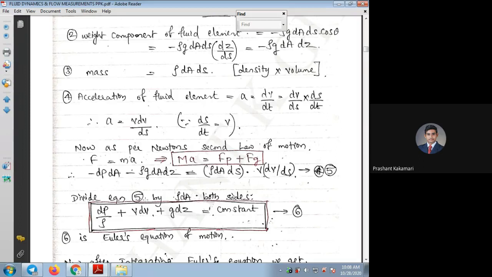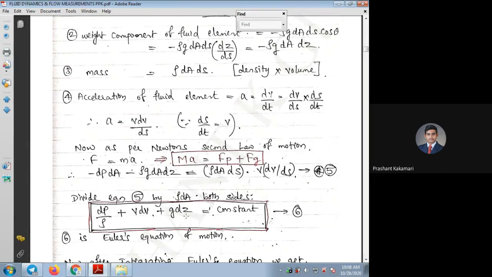So this equation, with derivative of pressure, derivative of velocity, or the potential of the datum line z, the height or the elevation, which some problems consider as elevation or vertical height. If these dp, dv, dz terms are there, that equation we call Euler's equation.